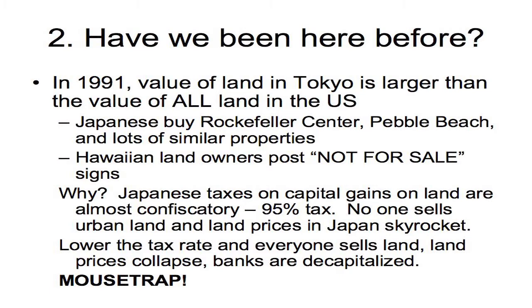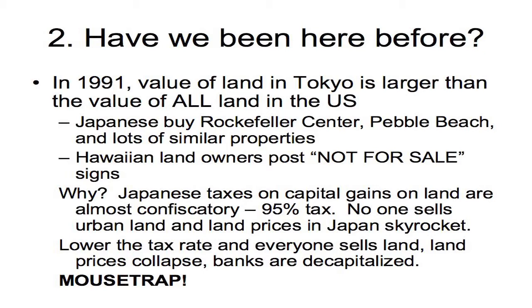Okay, so with that as background, let's see if we've been here before. Oh my goodness, in 1991, the value of land in Tokyo was larger than the value of all the land in the United States. Wow, that sounds pretty good if you owned land in Tokyo, huh? At that time the Japanese bought Rockefeller Center, Pebble Beach, they were buying everything. If you owned land in Hawaii, you had to actually post not-for-sale signs to keep Japanese realtors from knocking at your door and annoying you.